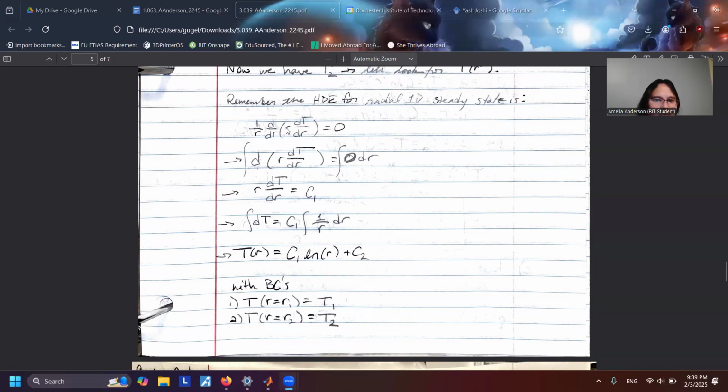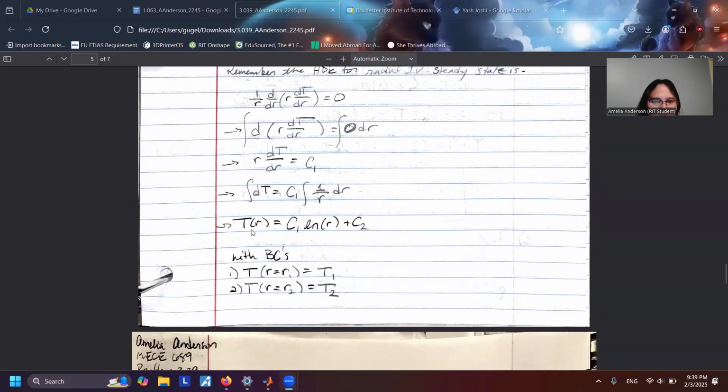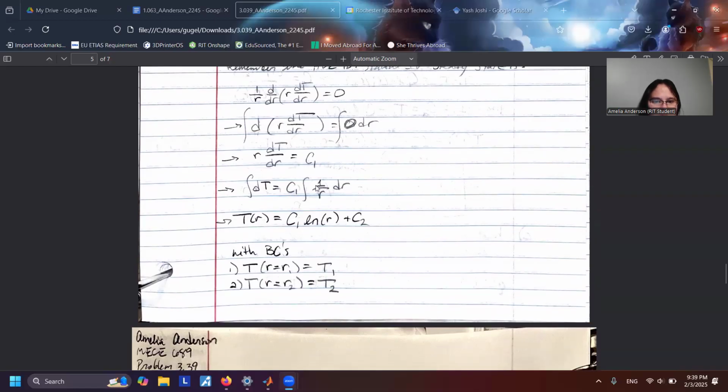You're going to end up with your r dT/dr on this side, and this is going to be a constant because we integrated from 0. Then we're going to move the r to the other side and not double integrate, but integrate both sides again. So we get temperature as a function of radius is going to be C1 ln r plus C2.